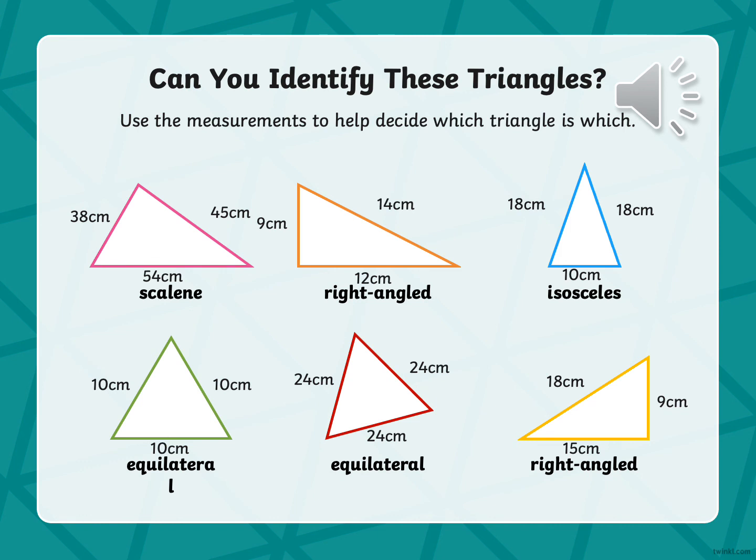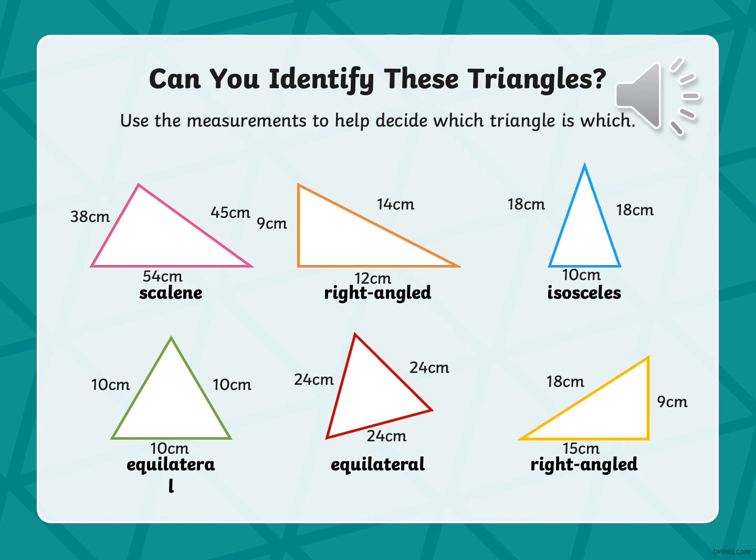So let's see how well you know triangles. You will now see 6 pictures of triangles. Some you may be able to identify just by looking at them. Others maybe turn slightly or look slightly different. There are measurements next to these triangles. Use the measurements to work out which triangle is which.